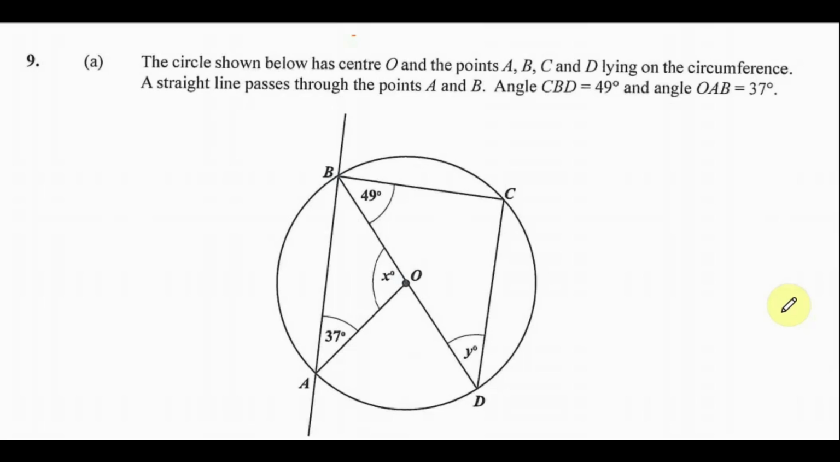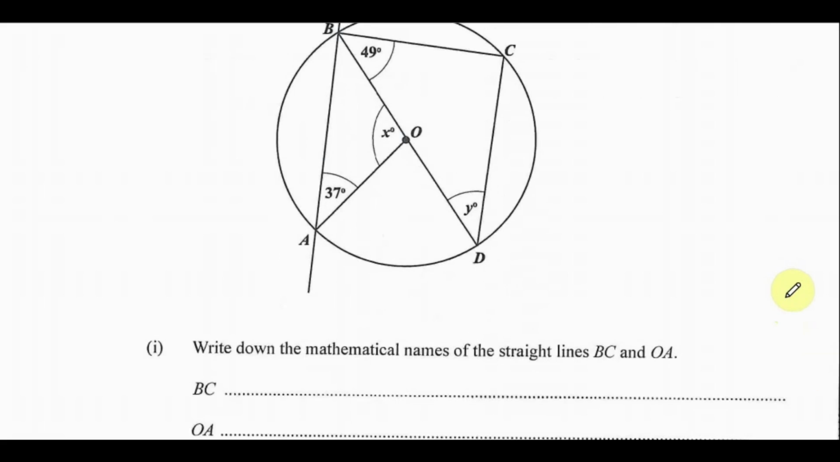Good day. We are going to look at January 2020 paper 2 question number 9 on geometry and trigonometry. A circle shown below has center O and the points A, B, C and D lie on the circumference. The straight line passes through the points A and B. Angle CBD is 49 and angle OAB is 37. We are asked to write down the mathematical names of the straight lines BC and OA.